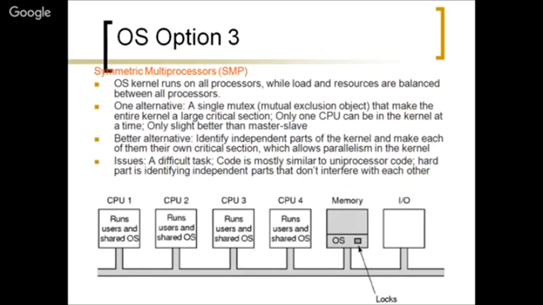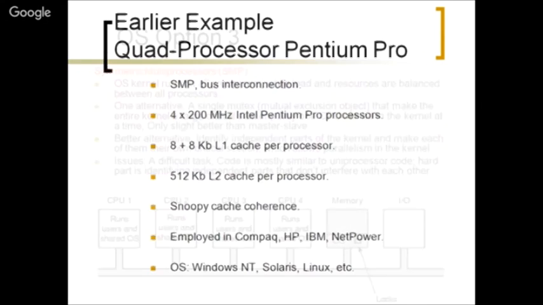The third option is a bit superior to master-slave. It is kernel based, and it runs on all the processors while load and resources are balanced. One alternative is a single mutex that makes the entire kernel one large critical section, so only one CPU can be executing in the kernel at a time. It's a bit better alternative than master-slave, but the code is mostly similar to uniprocessor code. The hard part is identifying independent parts that don't interfere, so it's very difficult to maintain and solve this issue.